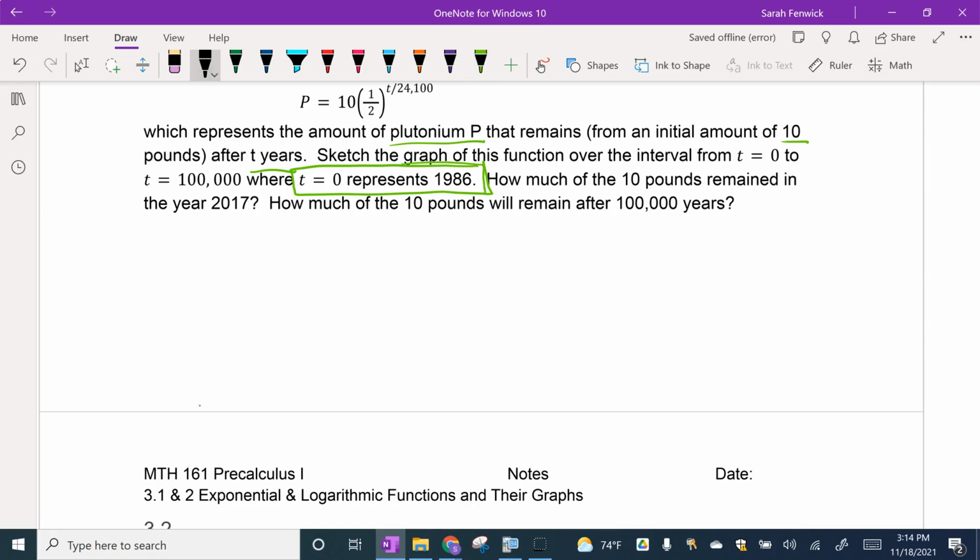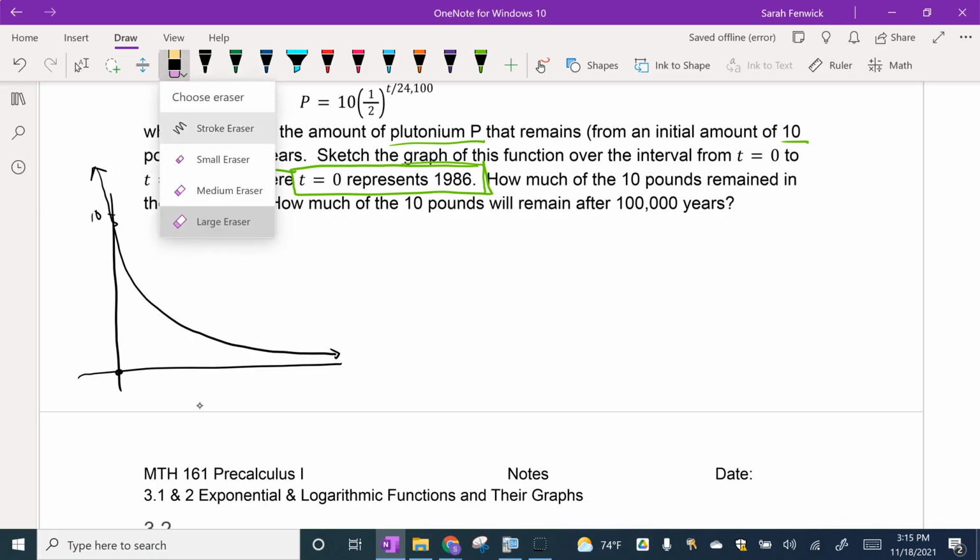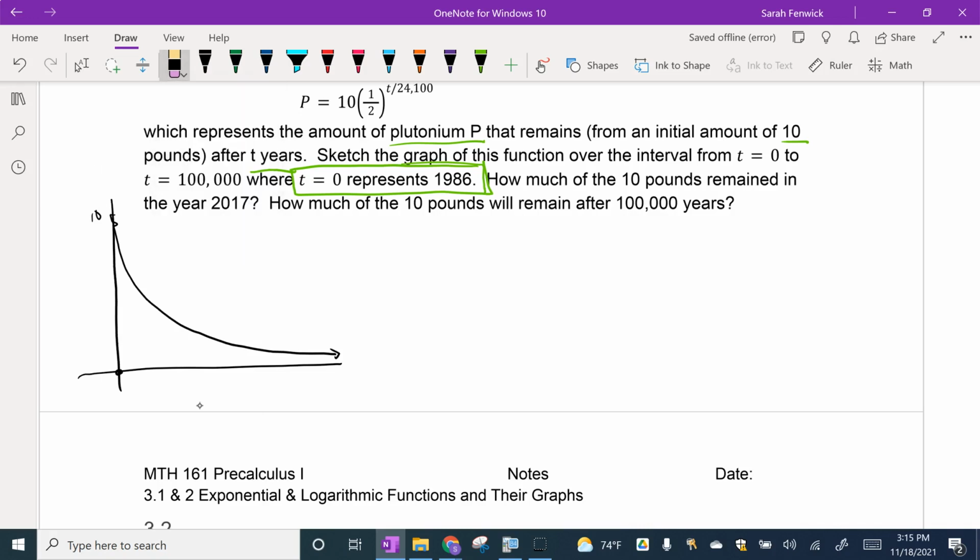So if we sketch this, notice that our base is a fraction, which means it's going to come in from the left. It's going to come in from 10, which was our initial amount, and do this, which means it's getting smaller all the time, correct? Well, at 0, I guess technically I need to erase this right here because it can't go back there. We're not to have negative time that we're talking about. So we start at 10. So at 0, we had 10. At 100,000, we're going to talk about in just a second how much is left at 100,000.